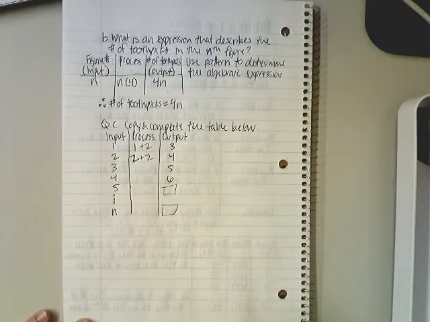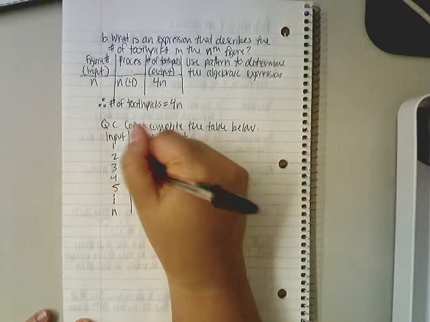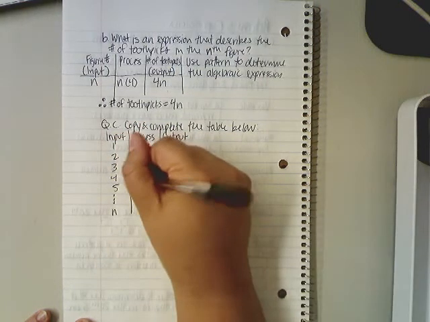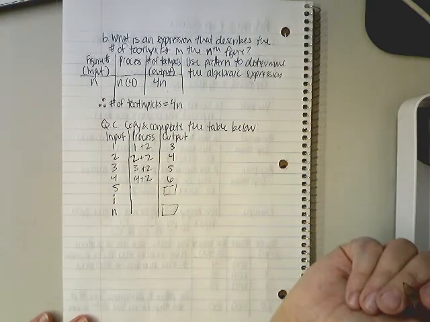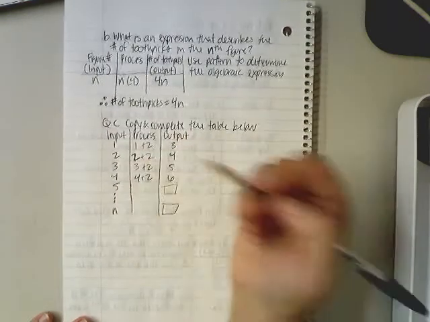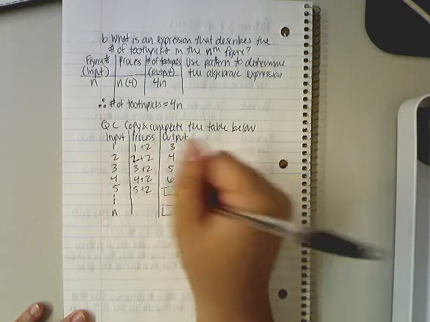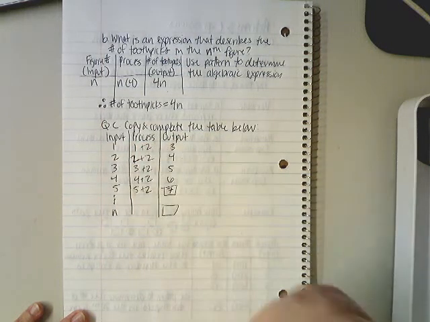3 plus 2 gives me 5. That seems to be working. 4 plus 2 gives me 6. So it seems that we found our pattern. We're adding 2 to our input each time. So here I do 5 plus 2, and that would give me 7.